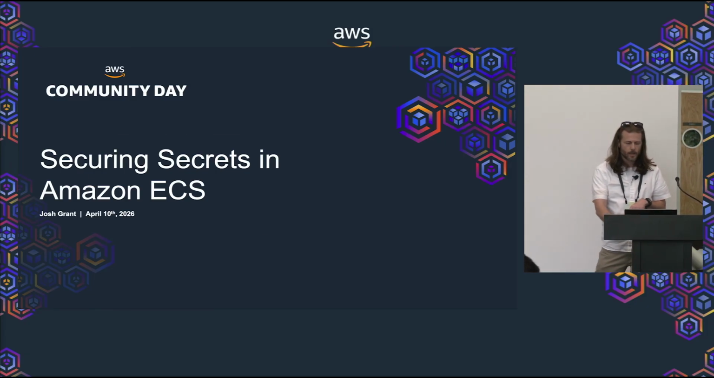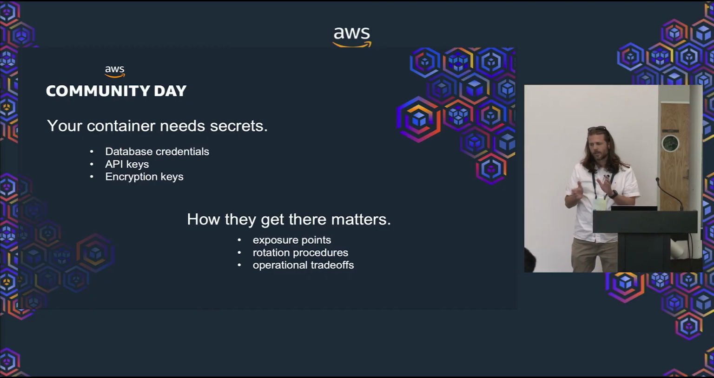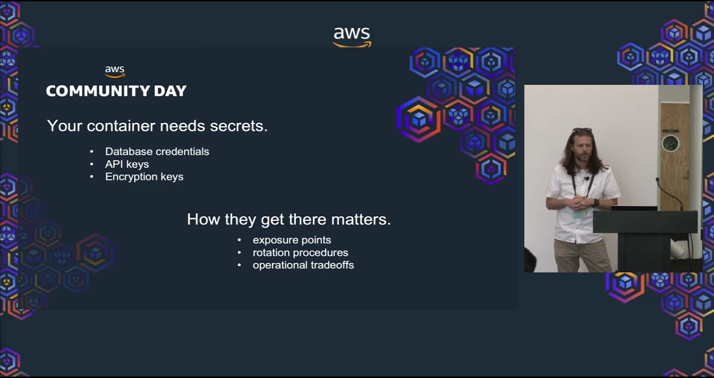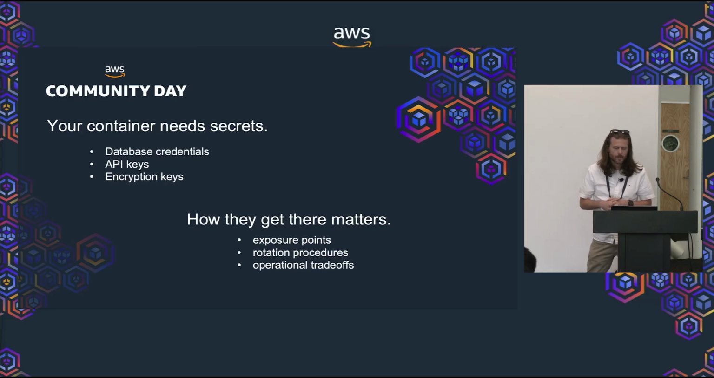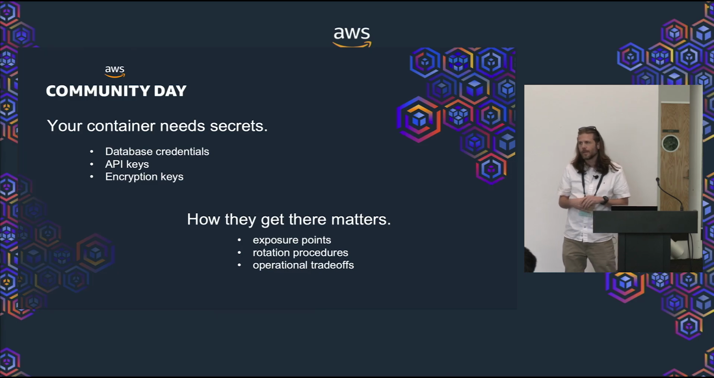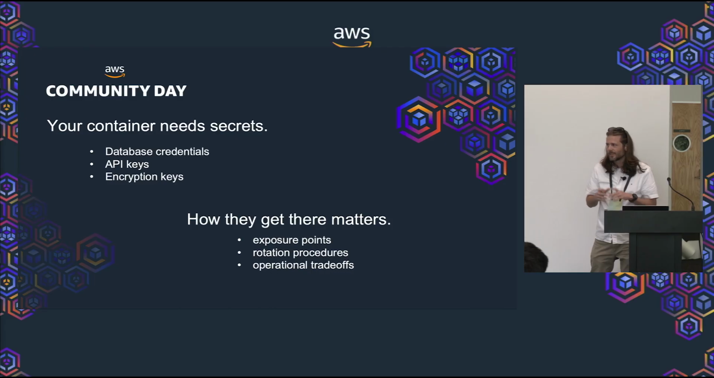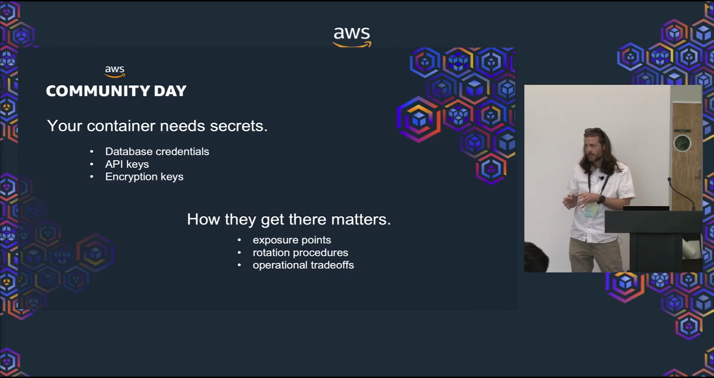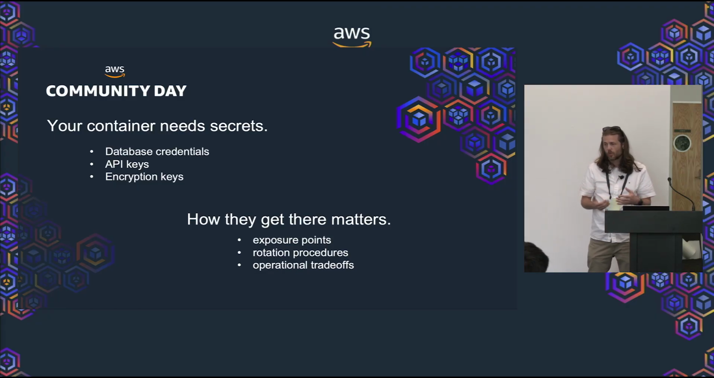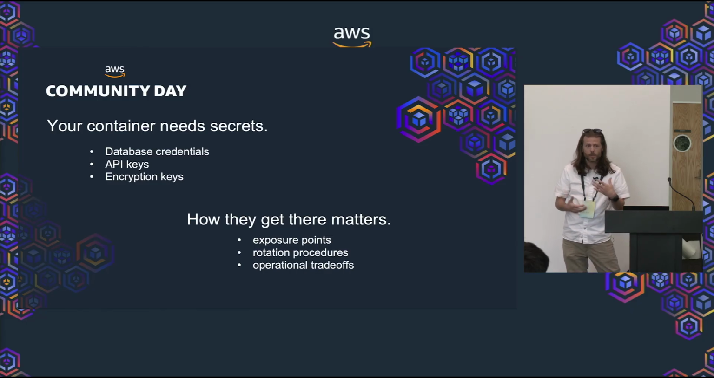So today, I'm going to cover some anti-patterns and then two actually good patterns to share secrets with your containers. Your containers are going to need secrets, most likely. Those can be API keys to external services, database credentials, encryption keys, lots of other things. How you get those secrets to your containers can matter. It affects where the secret is exposed, who all can access the secret, how you rotate the secret, and other operational concerns.